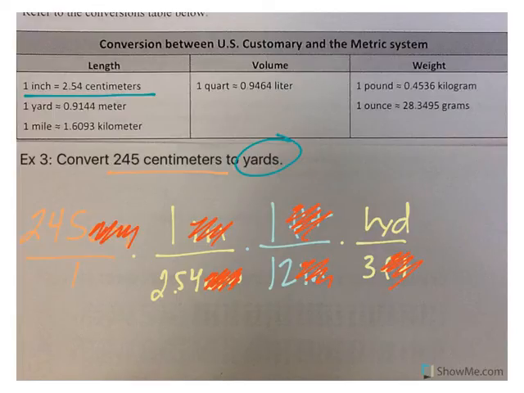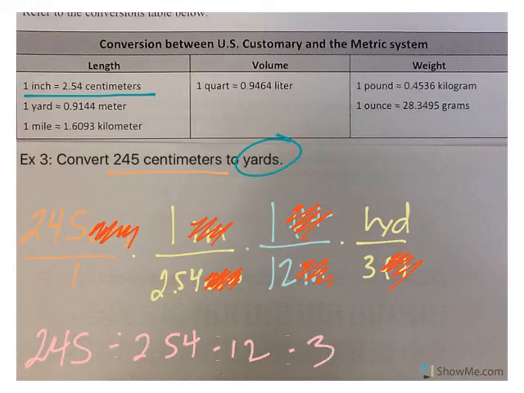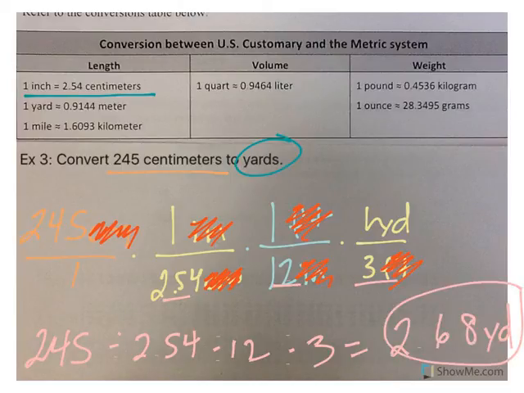Now when you look across at this, you've got to think about your numbers. You're starting with 245. Divide it by 2.54 because it's in the bottom. Divide it by 12 because it's in the bottom. Divide by 3 because it's in the bottom. Since all 3 of these numbers are in the denominator, you're going to divide by each one. You should end up with an answer of approximately 2.68 yards. Again, make sure you label.